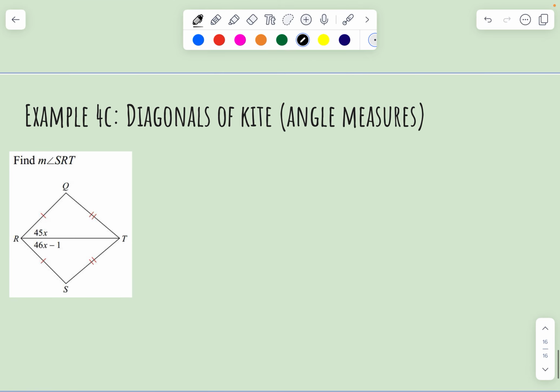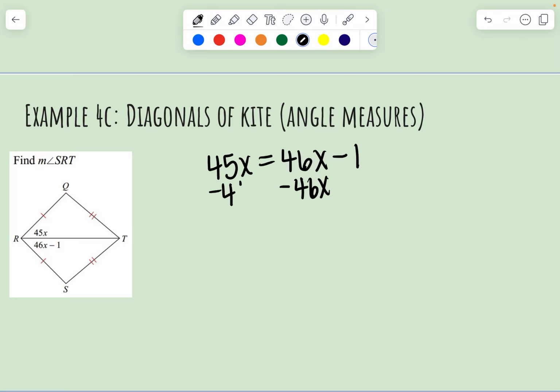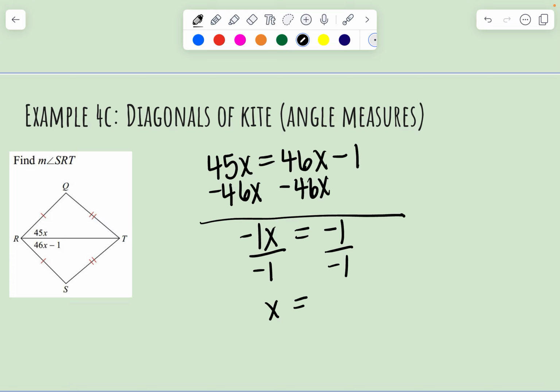One more diagonal one here. I know those two are equal, so I can say 45x equals 46x, take away 1. I need to get all my x's on the same side, so I'm going to subtract 46x from both sides. This gives me negative 1x equals negative 1. Dividing both sides by negative 1, I will get x equals 1.